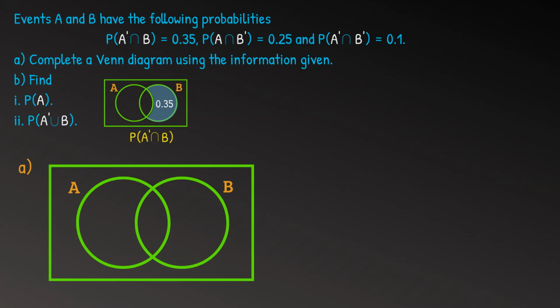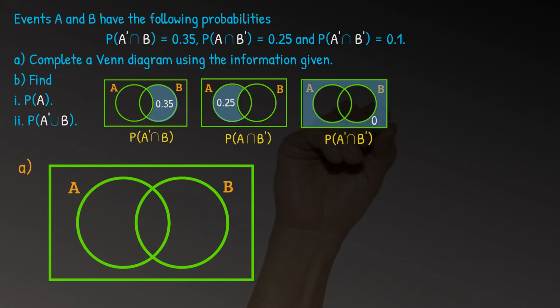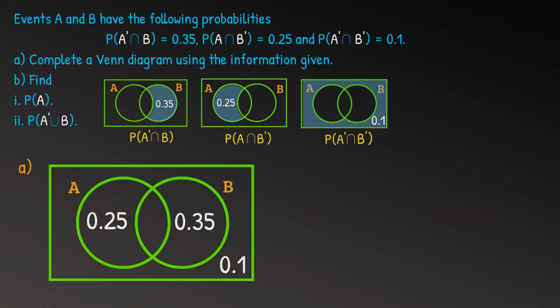We've also been given a value for A intersect B complement, which is this area here because it's everything outside of B that is also inside of A, and that value is 0.25. And we're also given A complement intersect B complement, which is the common area between everything outside of A and everything outside of B, so it's this shaded area, and that's 0.1. So we can write these three values straight onto our Venn diagram.